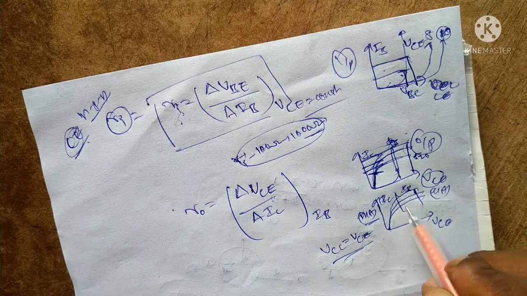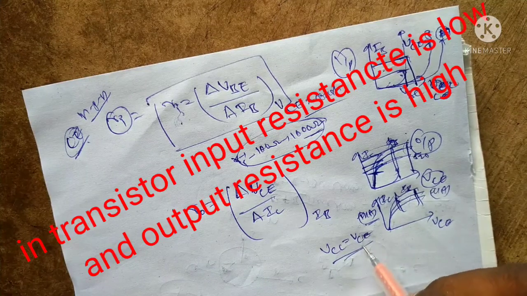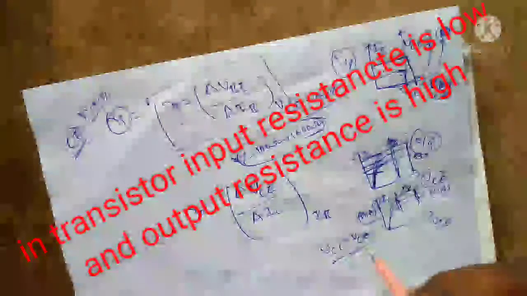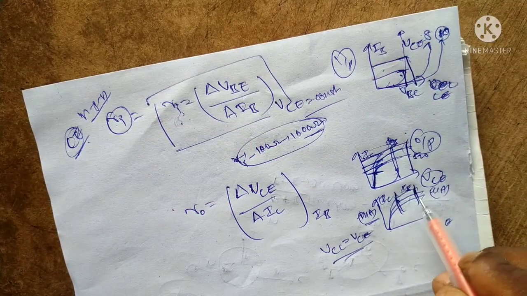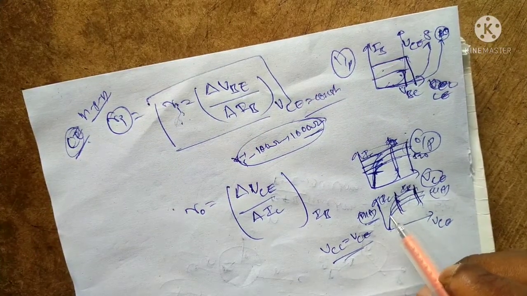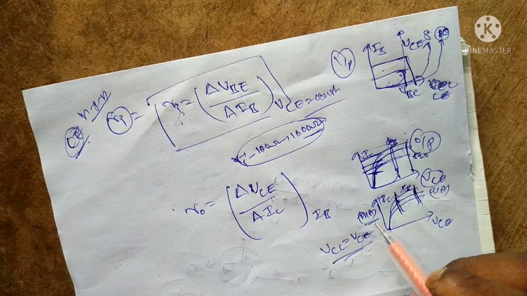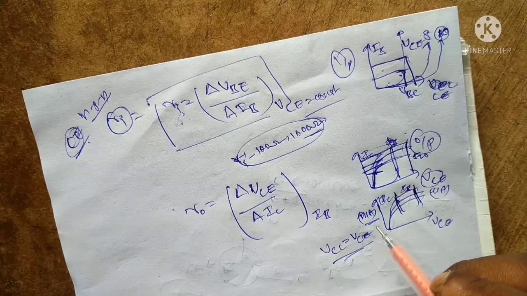This is the saturation region. In the saturation region there is no change in VCE, that is, VCE is equal to VCC. The collector supply voltage is equal to the voltage developed across the collector emitter in the saturation region. There is no change. The output resistance of the transistor is controlled by the base collector junction. That base collector junction is reverse biased, because the output characteristics are controlled by the base collector junction.